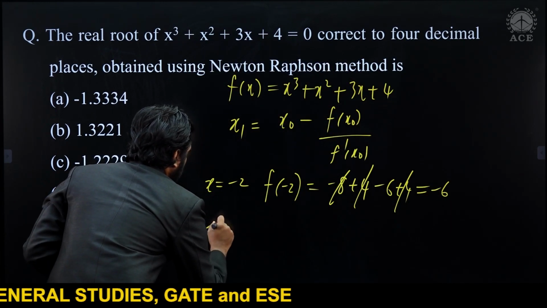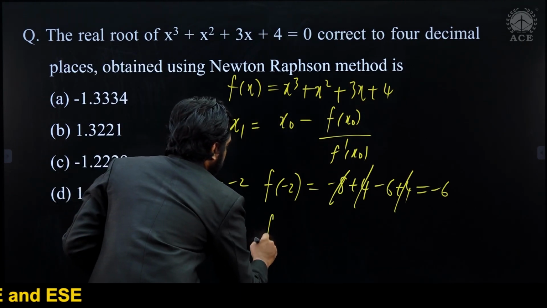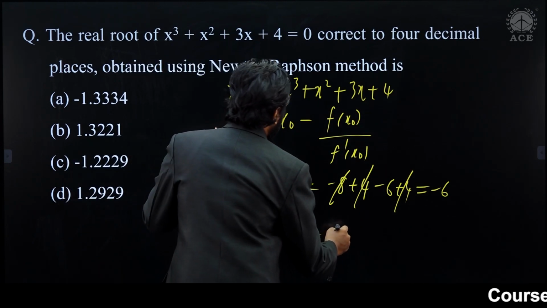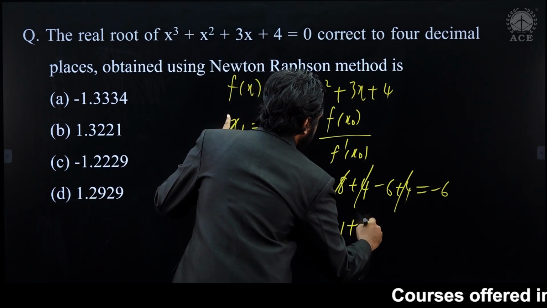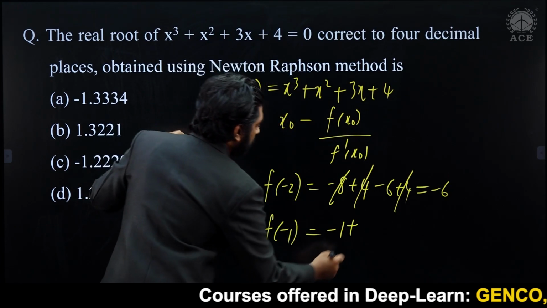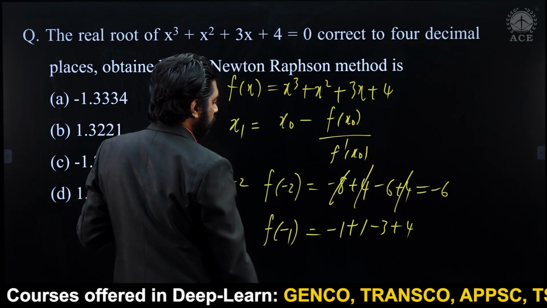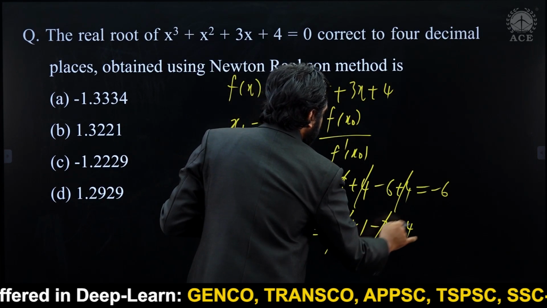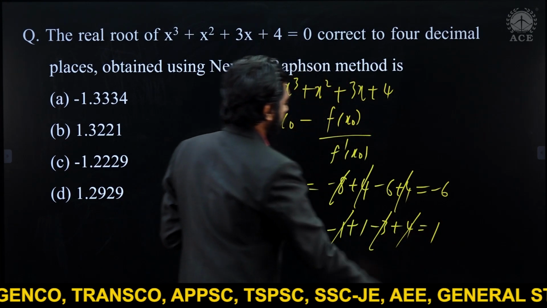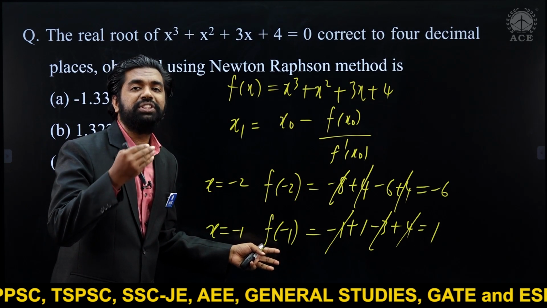Let's find the value at, I'm choosing, let's say x equal to minus 1. So how much is f of minus 1? F of minus 1 is minus 1 plus 1 minus 3 plus 4. Oh, I'm sorry, it's plus 3 there. So let's see what happens. I can cancel these. So what is f of minus 1? It is 1. Now clearly f of minus 2 and f of minus 1 are of opposite sign.